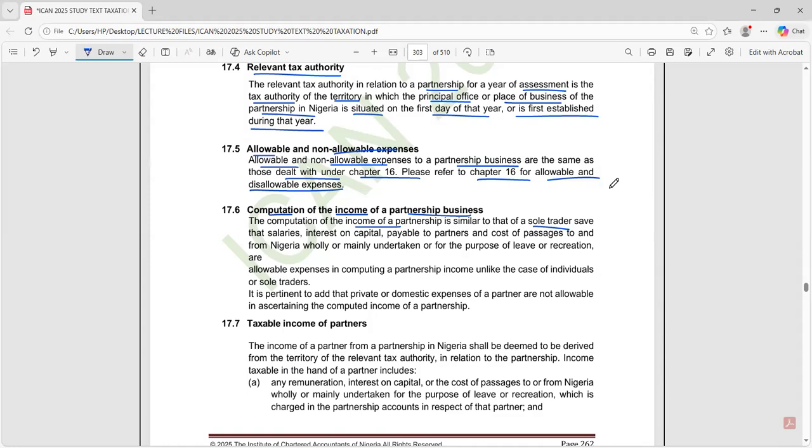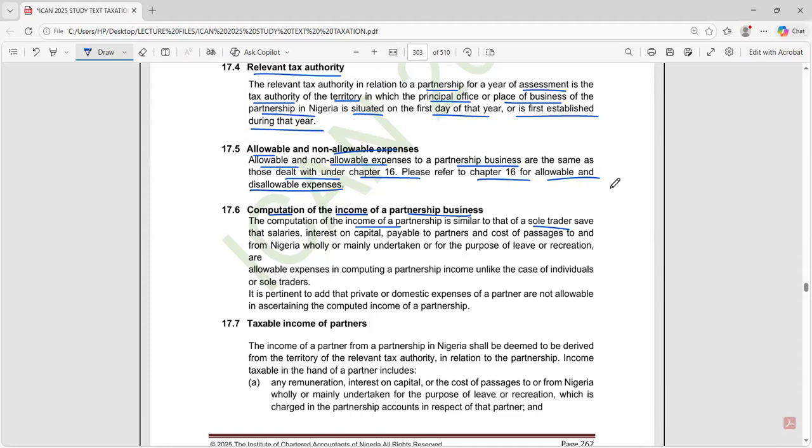So the same thing is going to be happening here. When we are computing the income of the partnership, we are going to calculate all the income that the partnership received during the year and deduct all the expenses as far as they are allowable. Then what is left will not be what we tax, though, don't forget. It's what we will share to the partners.